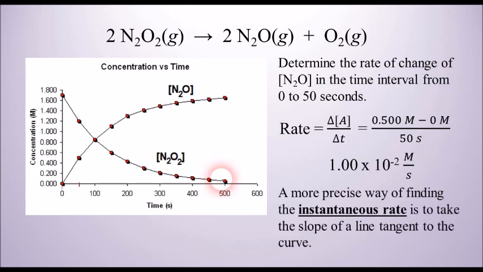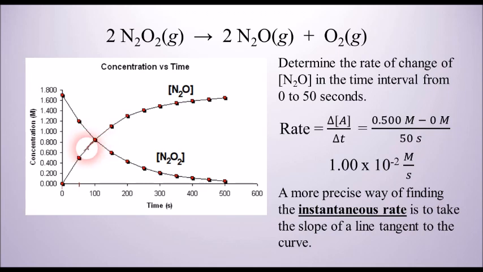If you really want a very precise way to find the rate at a very specific moment, you want to find what's called the instantaneous rate. That's found by taking the slope of a line tangent to the curve. So if we're interested in the rate of N2O at exactly, let's say, 100 seconds, we would draw a tangent line right here to that graph.